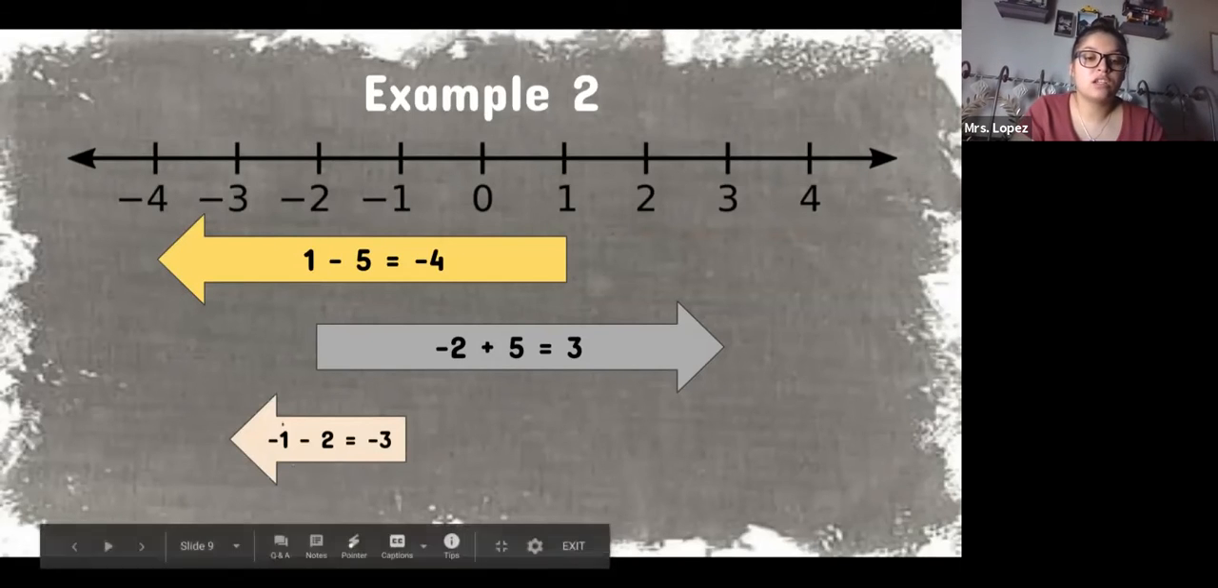So it's important to look at your symbols as well, because this will tell you which way you're going on the number line, what you're taking away, or what you're adding to that previous number.